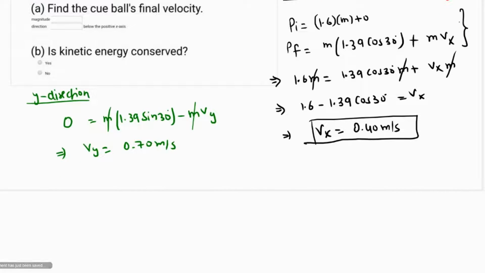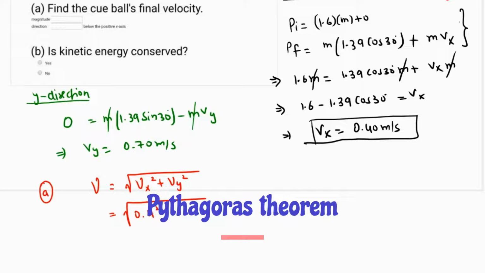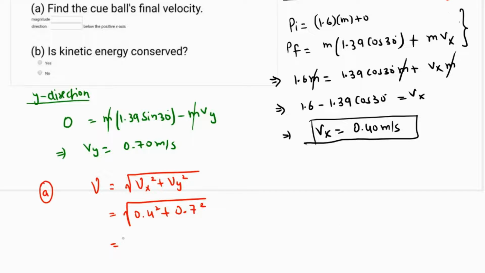But they need the final velocity of the cue ball. So the final velocity is going to be root of vx square plus vy square. So that's going to be root of 0.4 square plus 0.7 square, which, let me take my calculator, comes out as 0.80 meter per second.